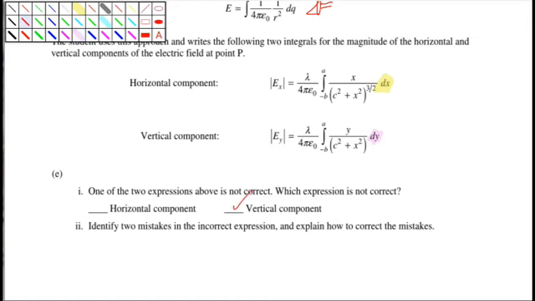But now they're asking us to identify two mistakes in the incorrect expression and explain how to correct the mistakes. So to find what needs to be fixed, let's take a look at how the components of the field are derived. That becomes the easiest way to find the mistakes and say what it is that we're going to correct.